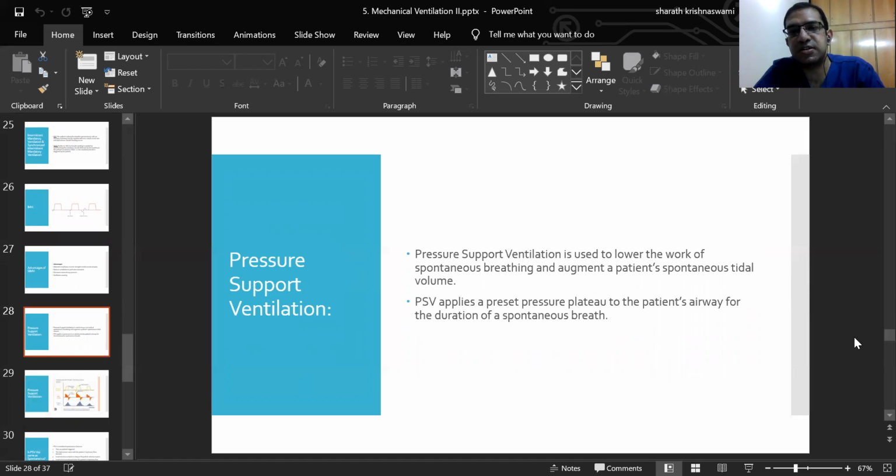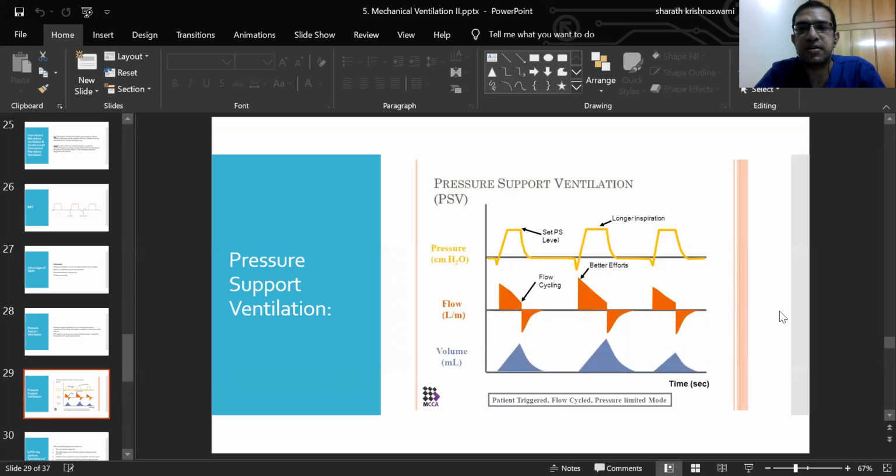Pressure support ventilation is used to lower the work of spontaneous breathing, and it is used to help a patient's spontaneous tidal volume. Here, pressure support ventilation applies a preset pressure plateau to the patient's airway for the duration of a spontaneous breath. Here is a graph of pressure support ventilation. A certain pressure support level is set. It can be pressure cycled, flow cycled, or volume cycled. In the flow cycled, it helps the patient have better efforts, and in volume cycled, the volume is delivered for a particular time.